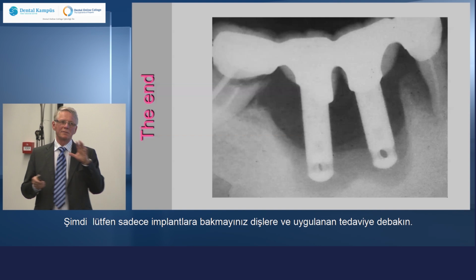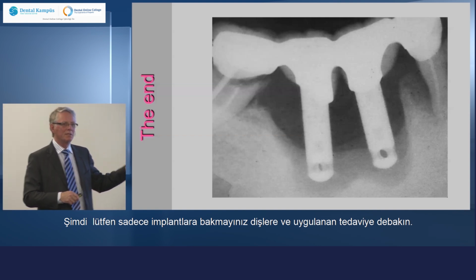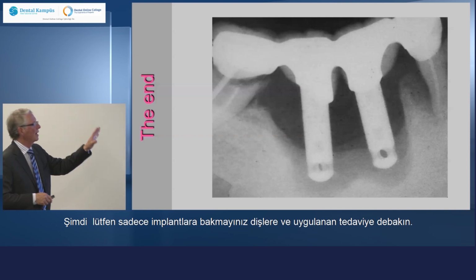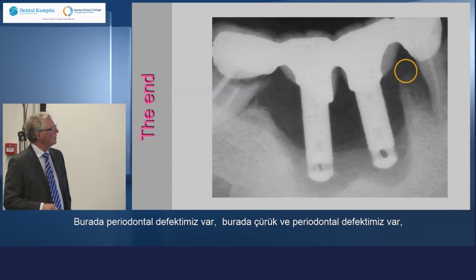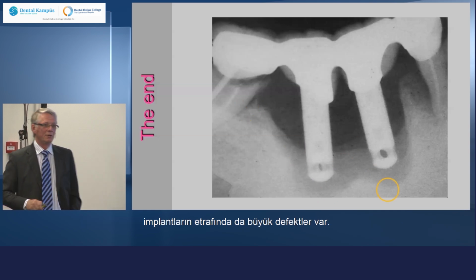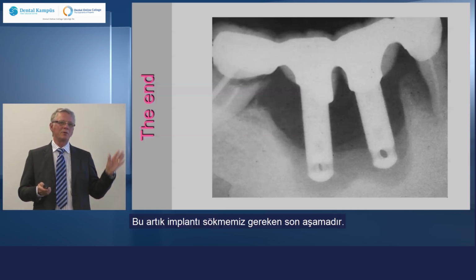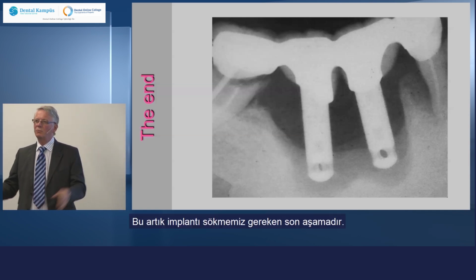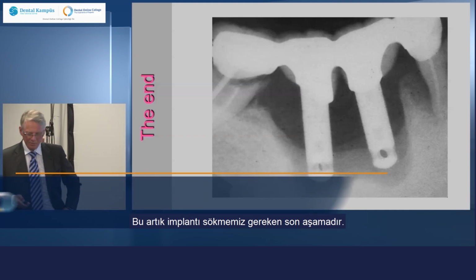But now, please, look not only at the implants, look at the teeth, look at the type of therapy that is performed. I mean, we have a periodontal defect here, we have carious lesions here, we have a defect here, we have a huge defect around the implants. So this is really the final stage where we have to remove the implant as such.